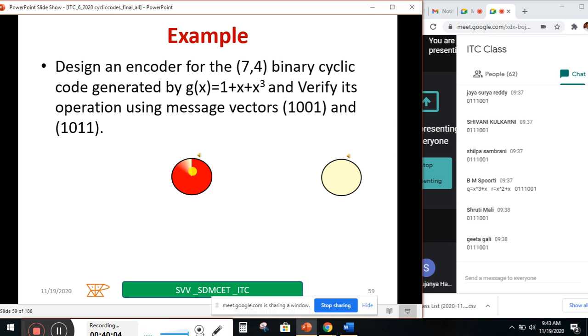1001 and 1011. All these code words are there with you. Even after doing the operation, maybe encoding or decoding, you can cross verify. Hope all of you have copied. Let me go to the next slide. G of x is 1 plus x cube, (7,4) code, and we are asked to encode using an encoder. 1001 is the data, 1011 is the data. Let us go to the next.